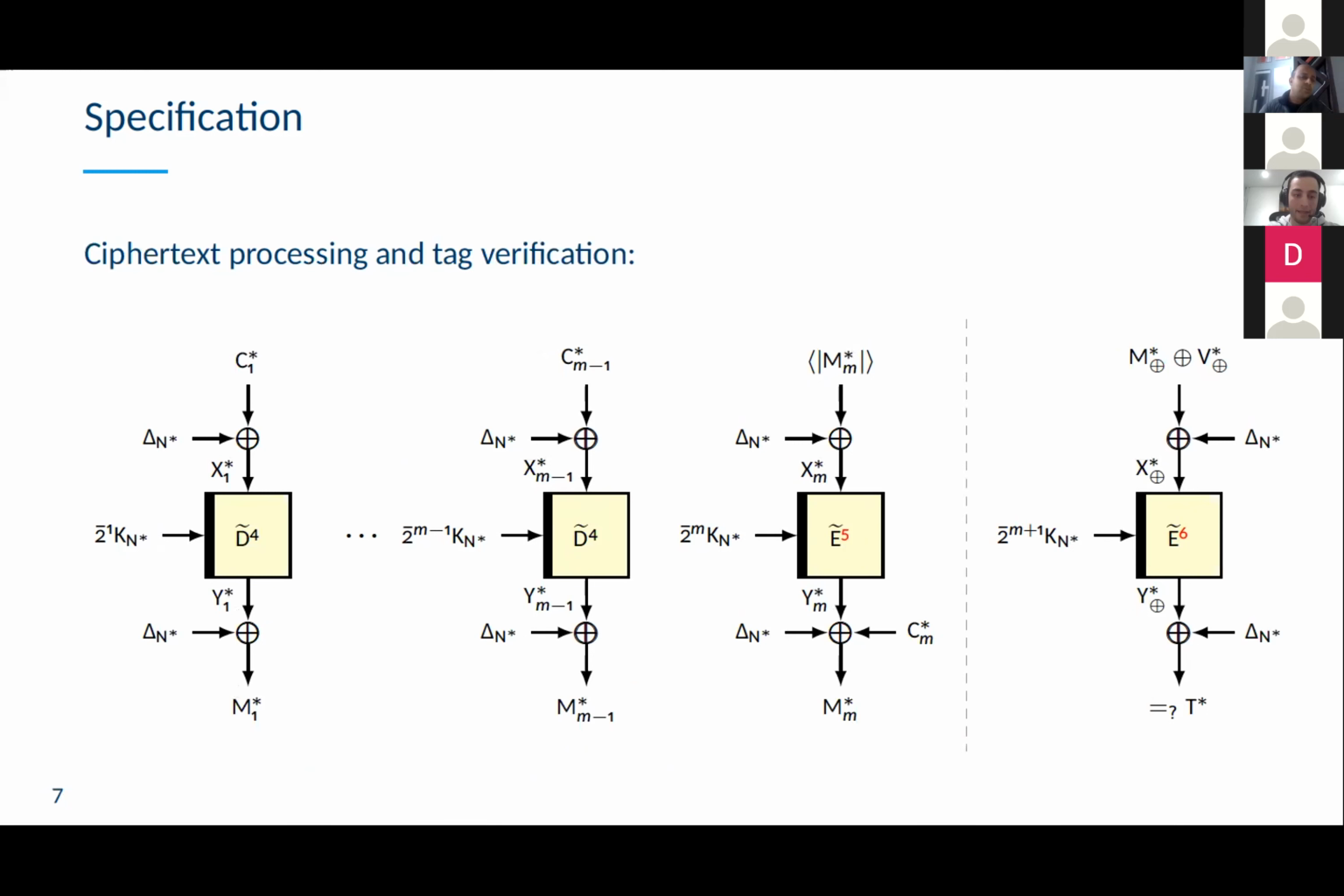The ciphertext processing phase is almost the same, except that in the ciphertext processing phase, until the second last ciphertext block, we use the decryption, the inverse of the tweakable block cipher. So I would like to say that this construction is not inverse free. So we need a separate circuit for the ciphertext processing phase and the message processing phase when we implement the whole algorithm.